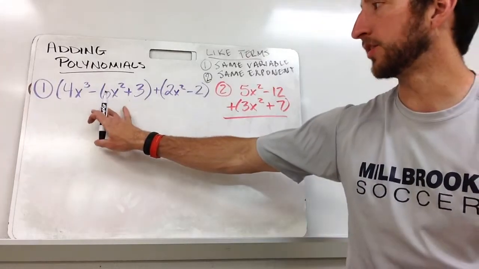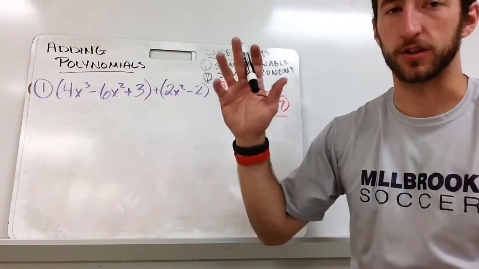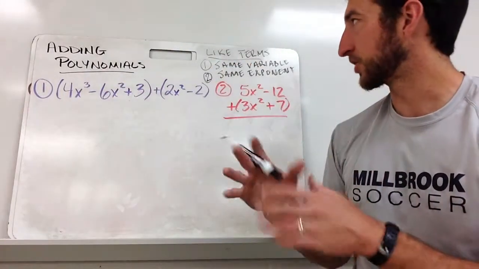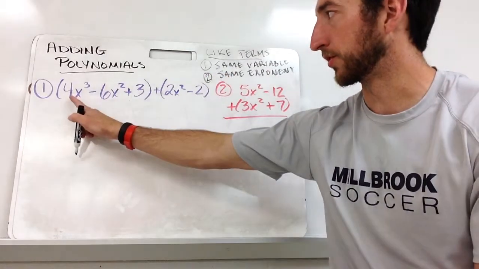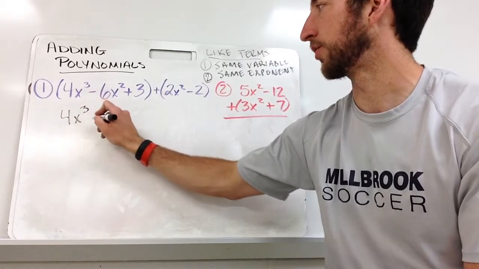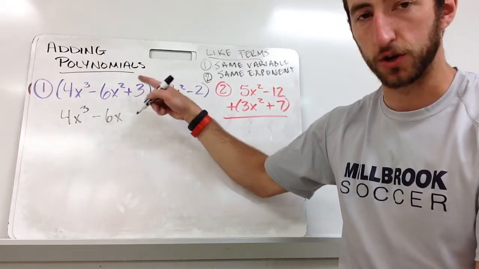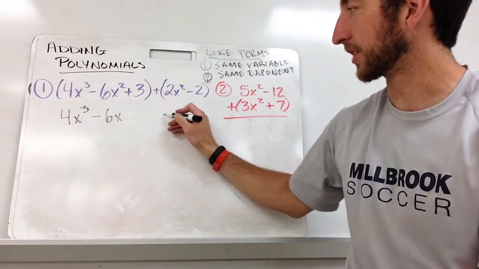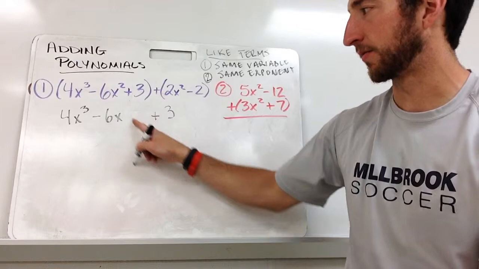So what I usually like to do is, if they're added horizontally, list them vertically and then match up the like terms so that they have the same variable and the same exponent. I'm going to take everything in my parentheses and relist it out. So I've got 4x cubed minus 6x squared. I'm going to leave a gap because there's no linear term, and then do a plus 3, just in case my second one has something to fill in here.